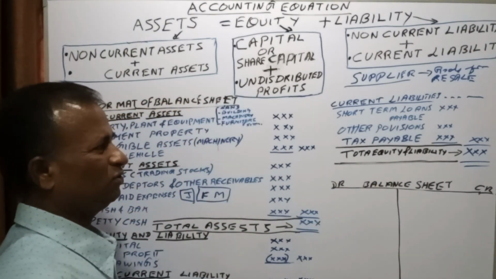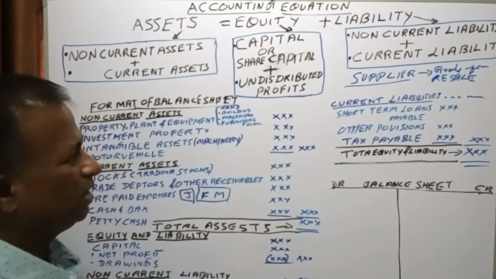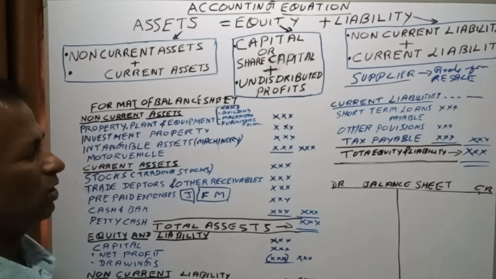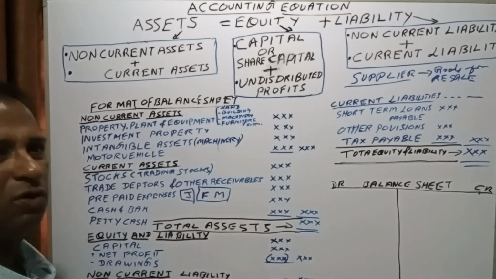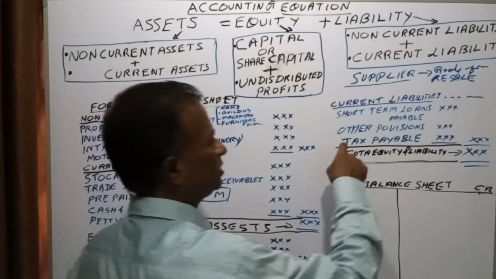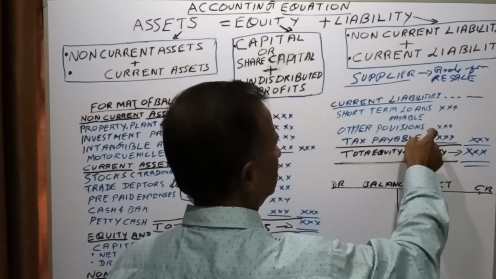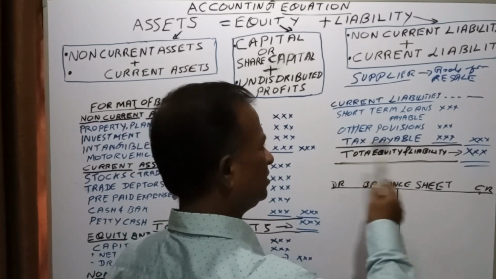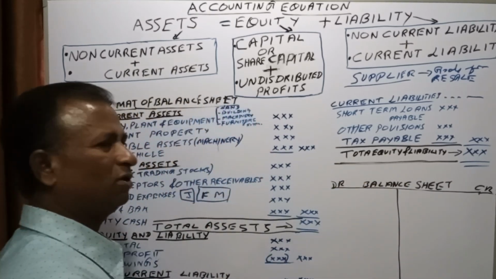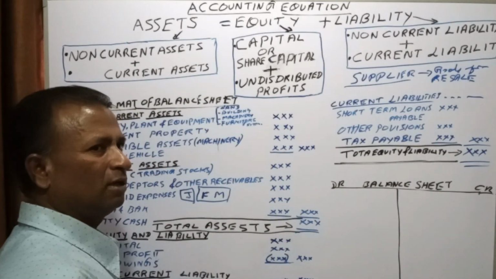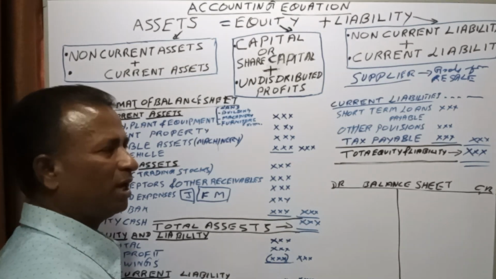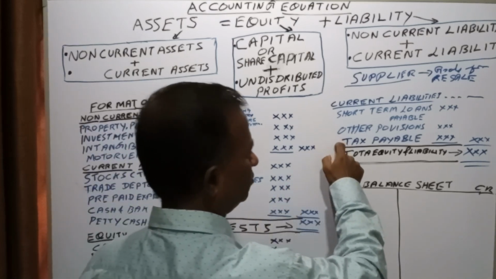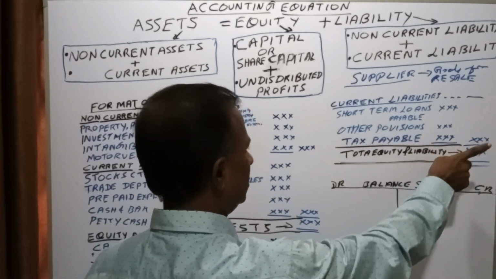Other provisions: if you are expecting some losses or anything, then you can make provisions for that. Provisions will be here. Another item is tax payable. At the end of the year, when you are making the calculations, you may arrive at paid tax and payable tax. In that case, payable tax will be treated under current liabilities.